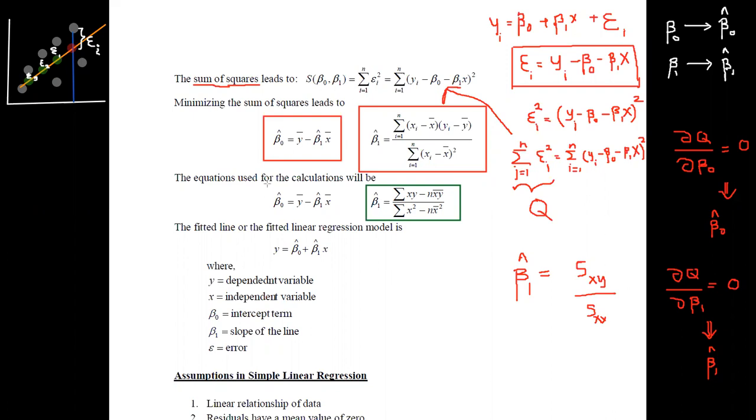And we can still use this equation to obtain the estimate for beta naught. This is how we can use these values to estimate beta naught and beta 1 hat. Once we have obtained the estimated values for beta naught and beta 1, you can rewrite the model in this form. Now you can see the fitted regression model: y equals beta naught hat plus beta 1 hat times x.